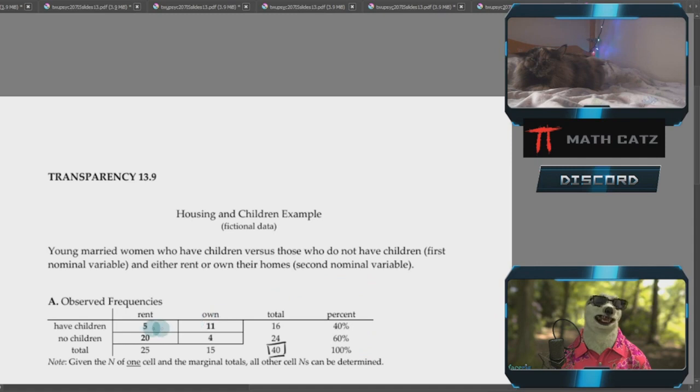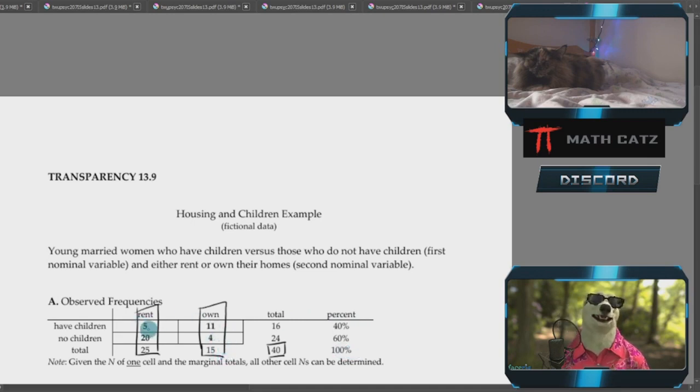And then we ask ourselves, well, if renting or owning is independent from having children, then in the rent column, we expect a 40-60 breakdown again. In the owning column, we should get very close to a 40-60 split again.